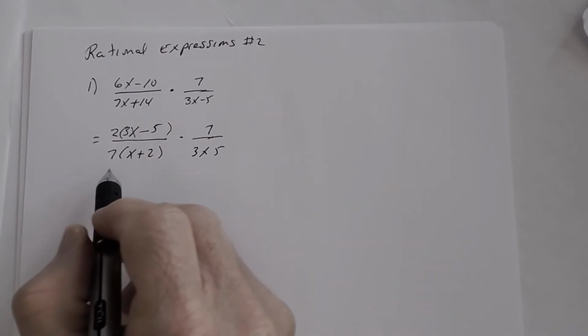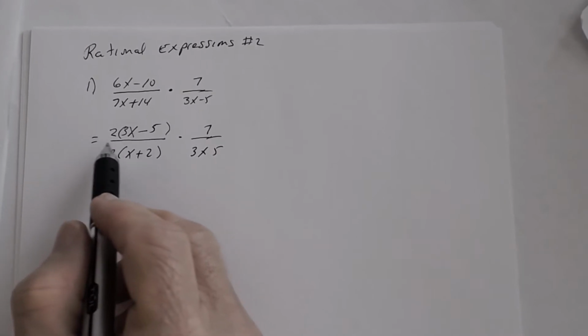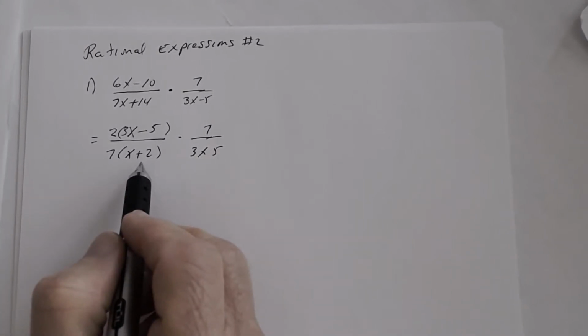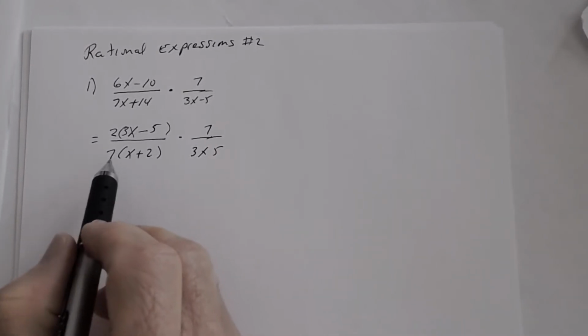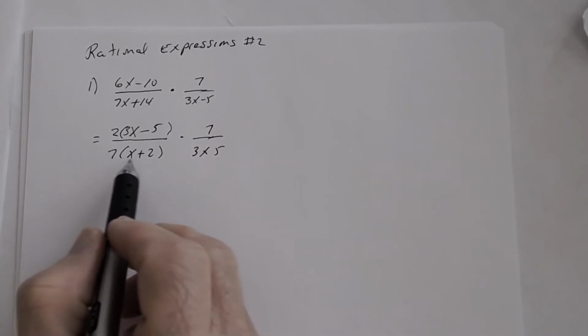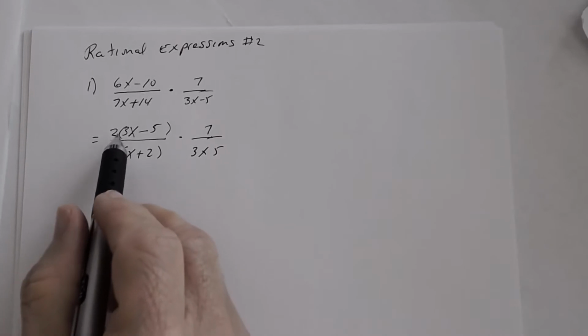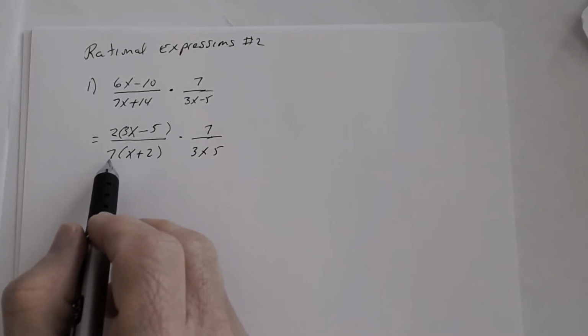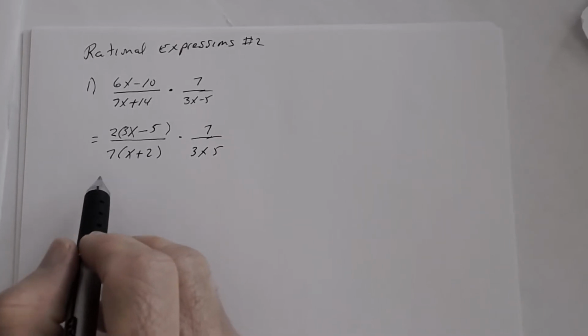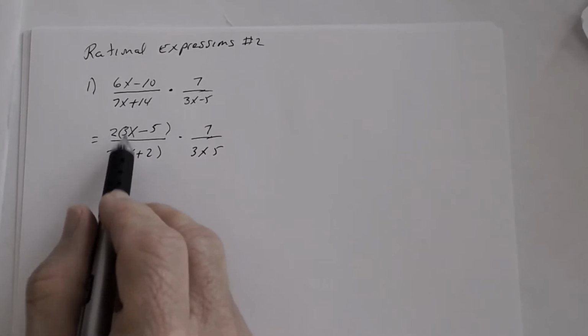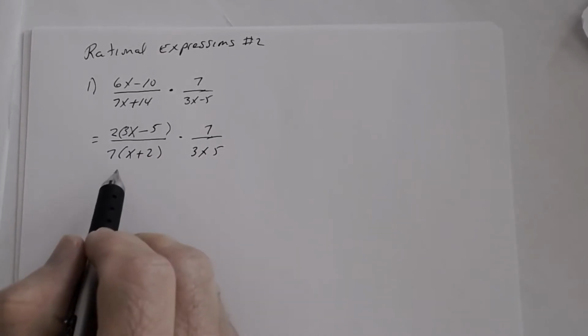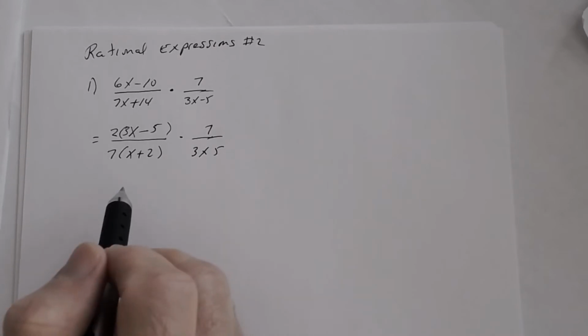And so now let's reduce. I have a factor of 2 here. Do you have a factor of 2 occurring in any of the denominators? Now you got to know your factors. Your factors are 7, x plus 2, and 3x minus 5. So 2 and 7 do not have any common factor except 1. So I cannot simplify the 2 with any factor in the denominator.